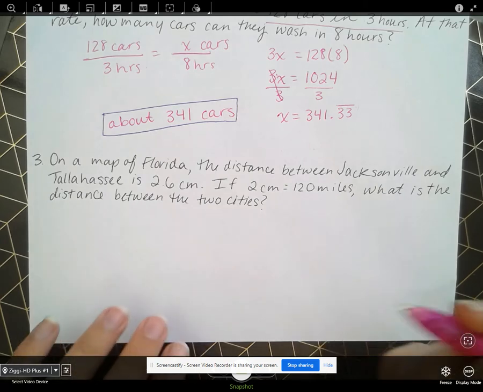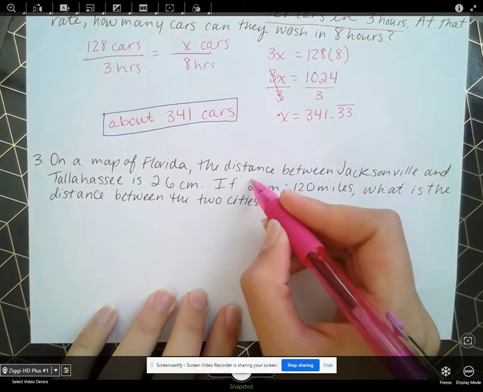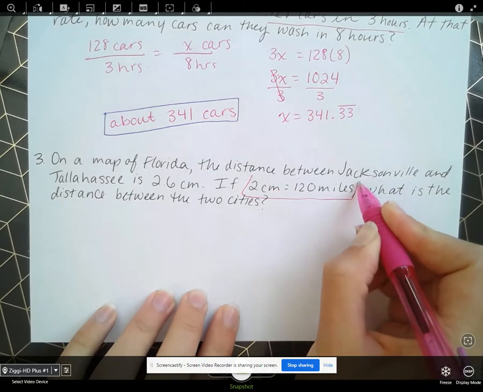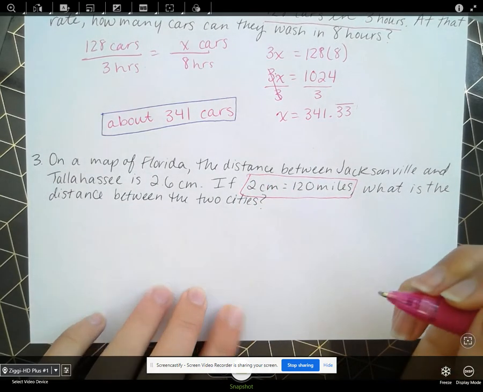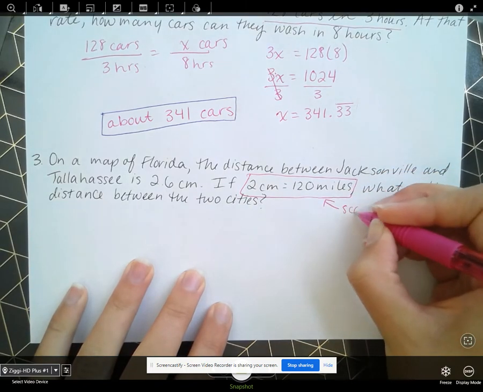All right, and let's do it together. So, on a map of Florida, the distance between Jacksonville and Tallahassee is 2.6 centimeters. If 2 centimeters equals 120 miles, what is the distance between the two cities? Well, 2 centimeters equals 120 miles. What is this an example of? It's a scale. Talked about this yesterday.